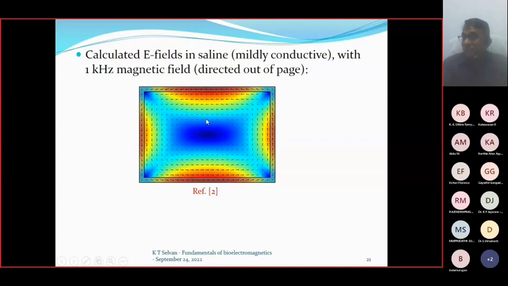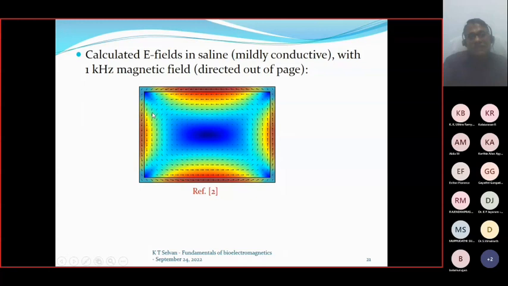Please remember Faraday's law. And this mildly conductive, what is its relevance to this? Hopefully it will become clear when we discuss materials further on. We will get to that in a short while from now. So the time changing magnetic field, we are considering a 1 kilohertz magnetic field, which is much higher than 50 hertz, right? So that will generate an electric field which is directed like this.